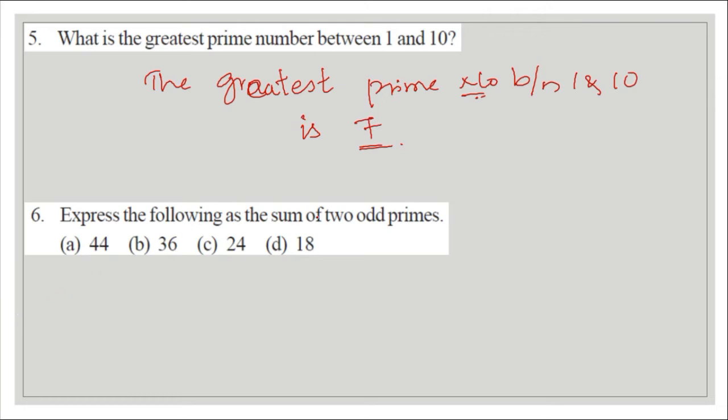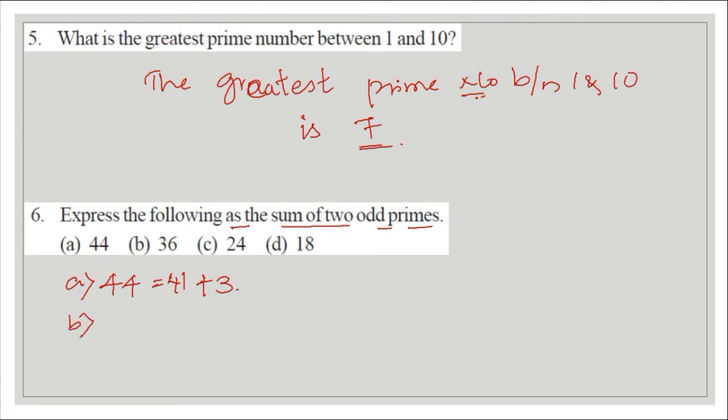Let us look at question number 6. Express the following as the sum of two odd primes. The combination of two odd primes should give the sum as the given numbers. First one, 44. 44 is the combination of 3 and 41. So I'll write 41 plus 3.